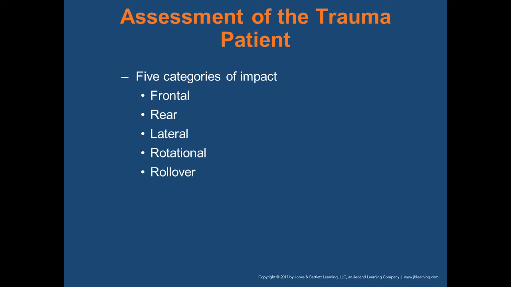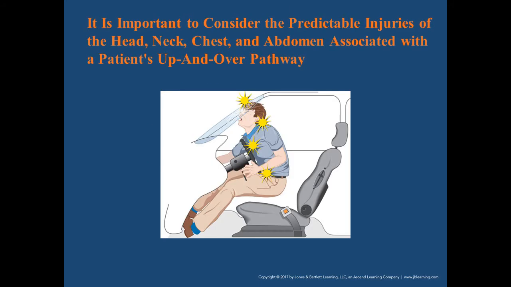So let's talk about, as we look at our mechanism of injury, these 5 categories. First of all, we have the frontal impact, rear-ended, lateral, rotational, and then the rollover. So let's look at each.